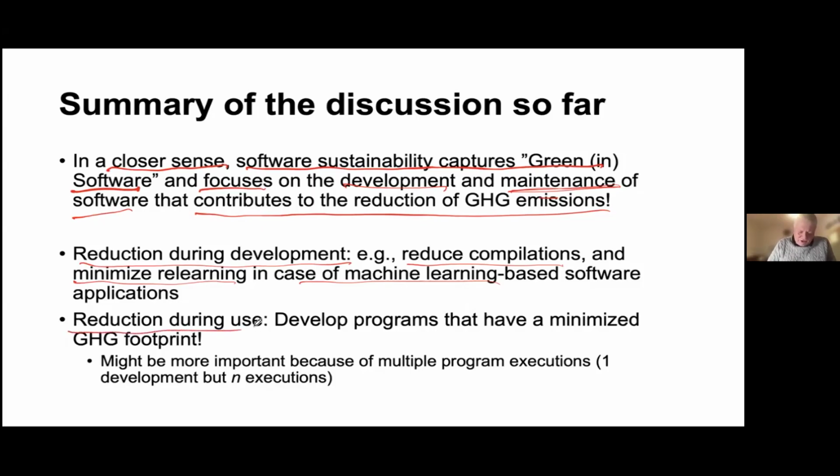The second part is then reduction during use. So develop programs that have a minimized greenhouse gas emission footprint. For example, as I said at the beginning, we use better data structures in order to reduce runtime, which in many cases also reduces the overall executions. That's one aspect. The other aspect is, of course, that we use only the computational resources required to run the program, and not a huge server with a huge available memory when it is not needed, and other aspects in here.